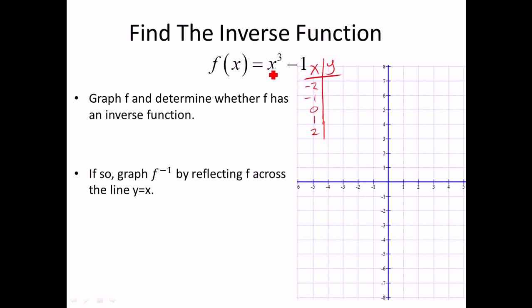If I plug negative 2 into this function, that means f of negative 2 is equal to negative 2 cubed, which is negative 8, minus 1, negative 9. Well, actually, it doesn't go up that high, and negative 9 is up here somewhere. So at negative 2, you'll have negative 9. At negative 1, cubed is negative 1, minus 1 is negative 2.